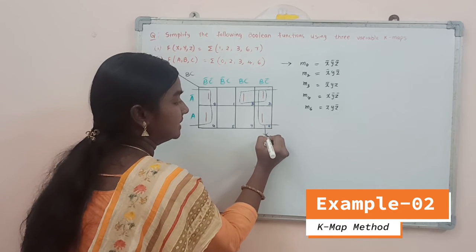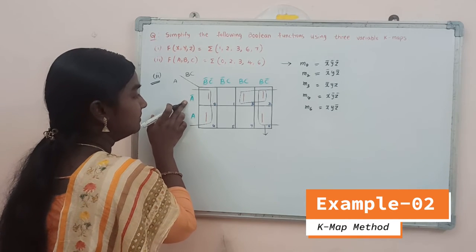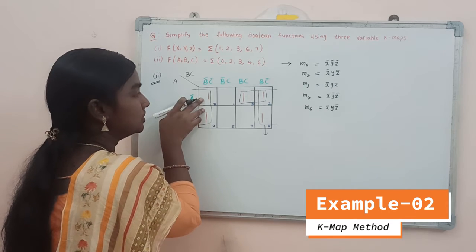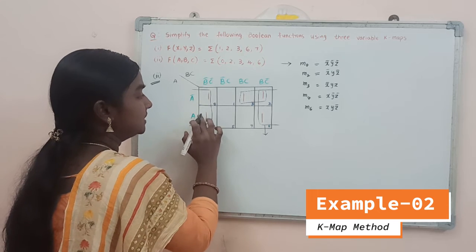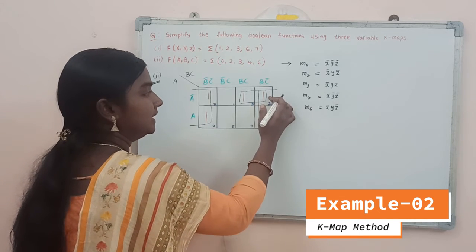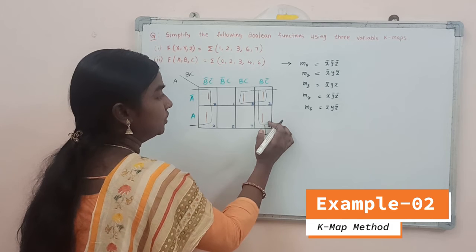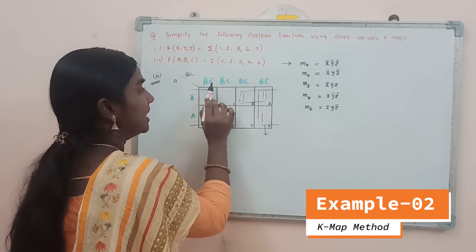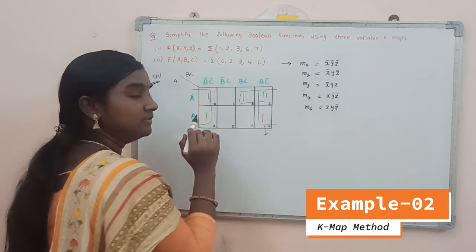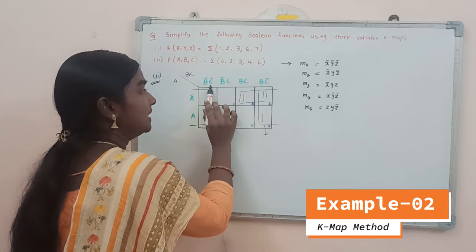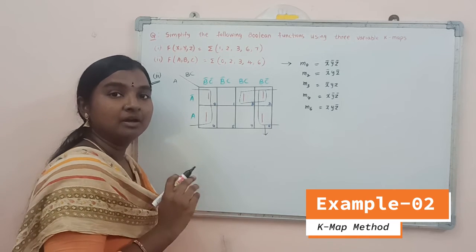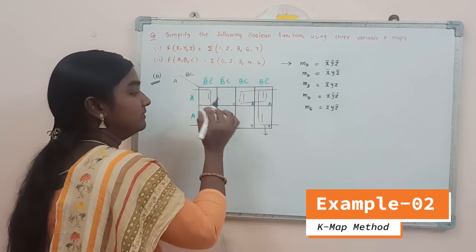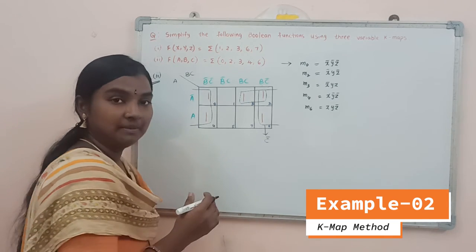By considering the four ones here, the A variable is changing from A bar to A by considering two rows, and these two ones are in the first column and here are the two ones in the fourth column. So here the variable B is also changing from B bar to B, and we are left with only one variable, that is C bar here and here also C bar. For this group of four ones, we can write the product term. The common variable will be equal to C bar.